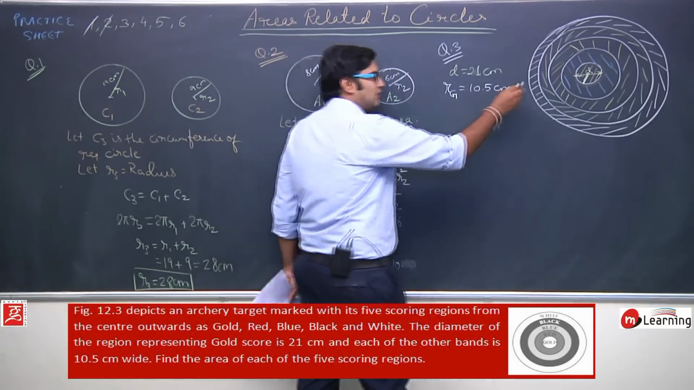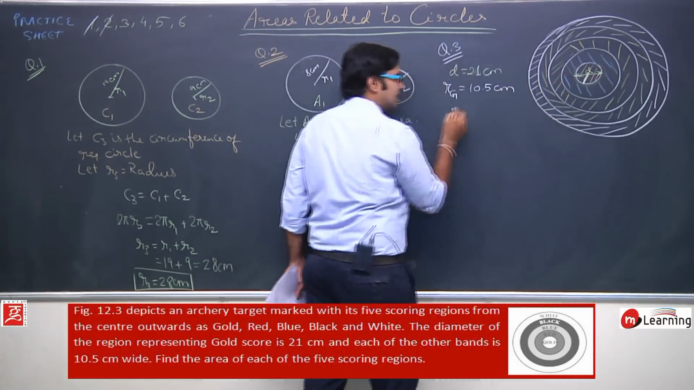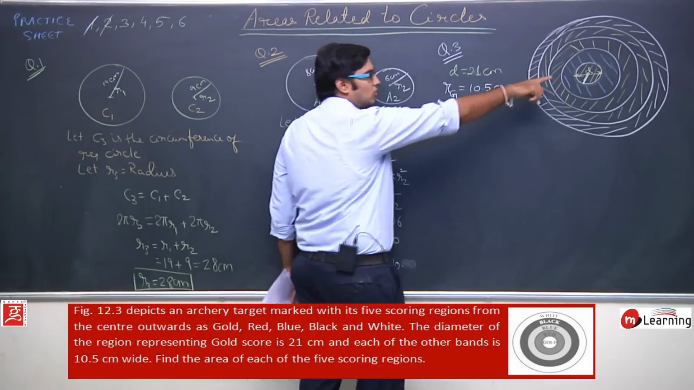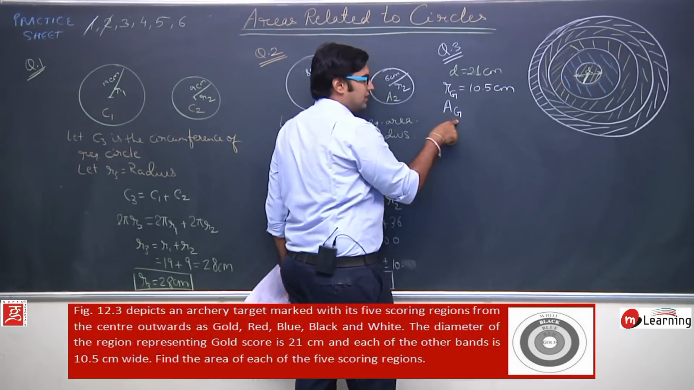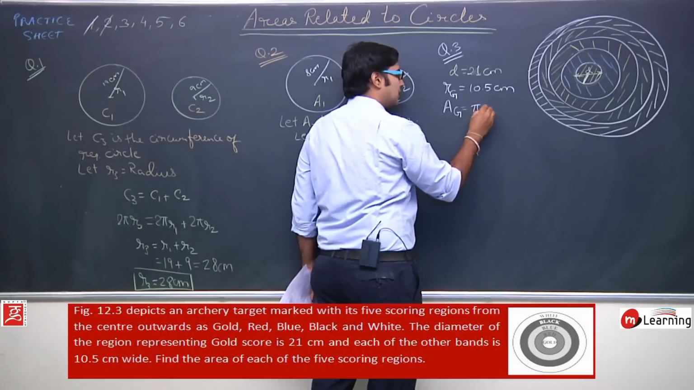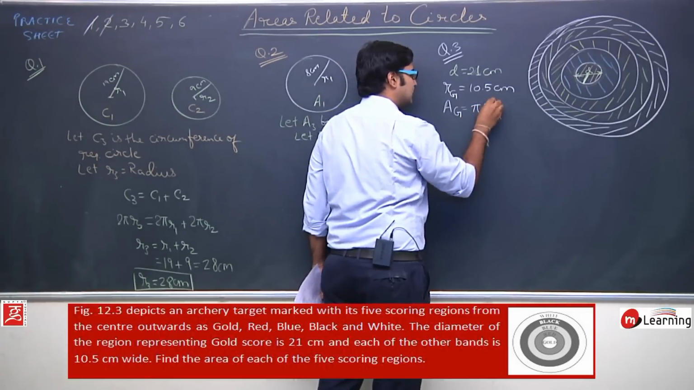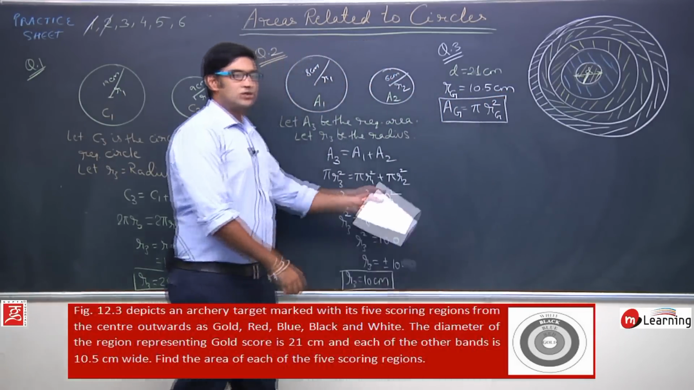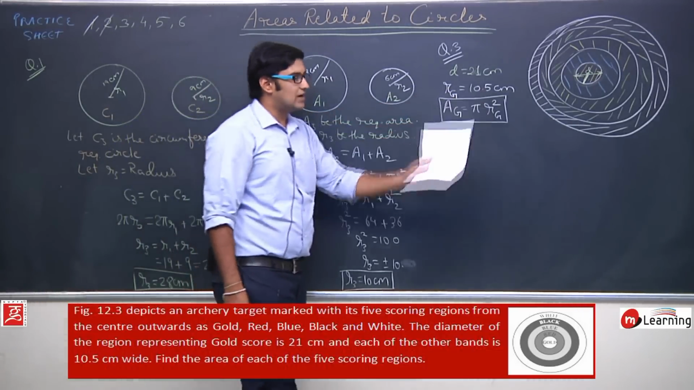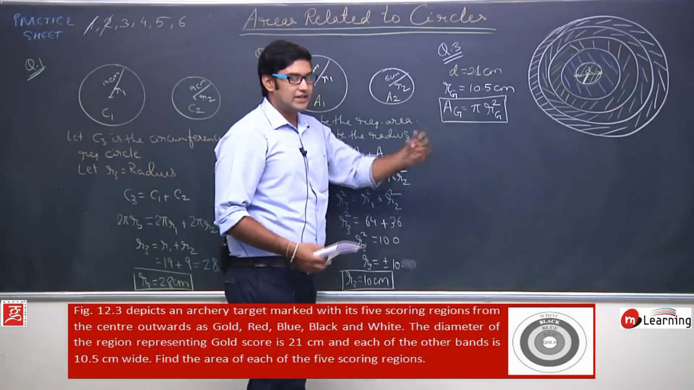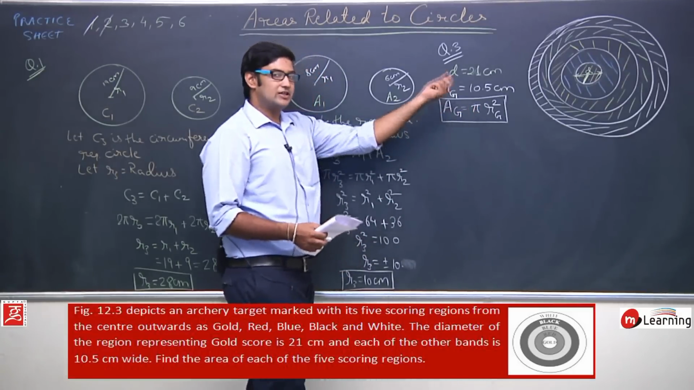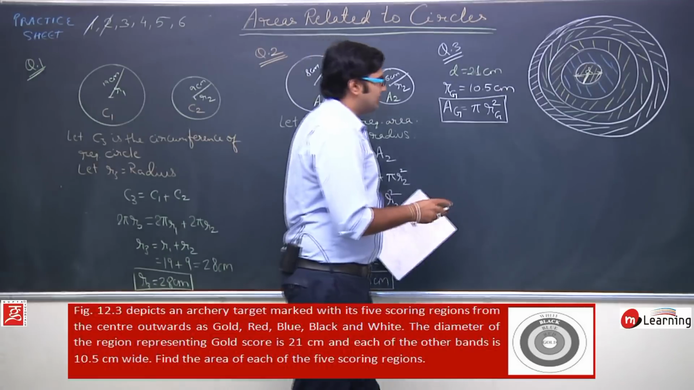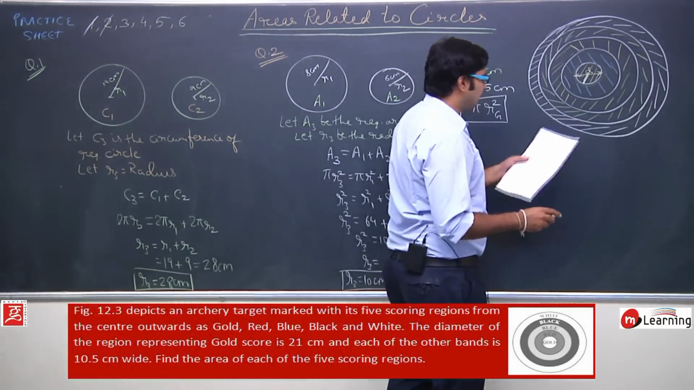So what is the area of this region? Let us say AG represents the area of the gold region. So the area of the gold region will be equal to pi into RG square. Now you can solve this. You can just substitute the value of RG and determine the area. I am not going to solve this further, it's a simple calculation. Then we need to determine the area of the next region.